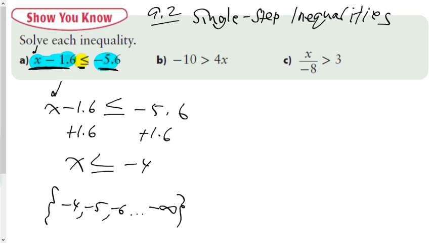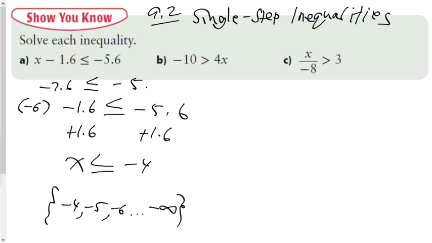And if we wanted to verify our answer, I could take any of those numbers. I'm going to choose negative 6, just because I can. If I put negative 6 in here, negative 6 take away 1.6 is negative 7.6. And negative 7.6 is a value that is less than or equal to negative 5.6. So that's one of the values that we could use. There are infinite values, but any value less than or equal to negative 4, as demonstrated by this set of numbers here, will work.